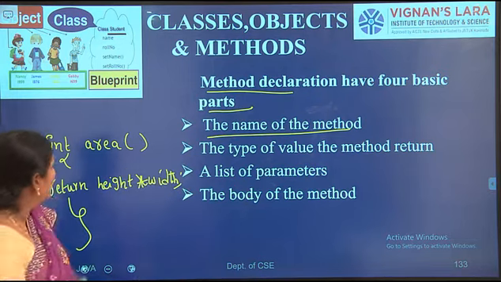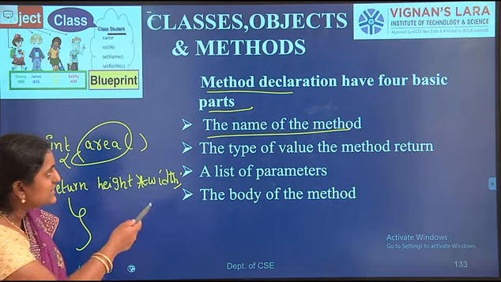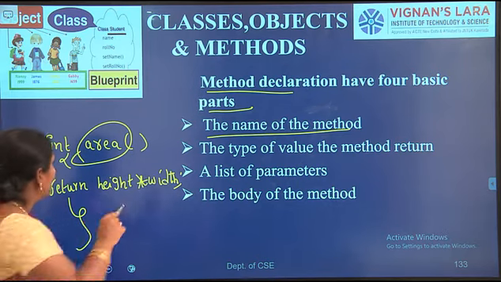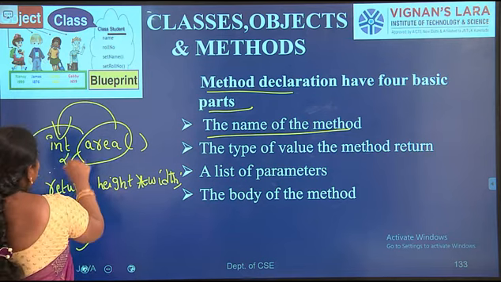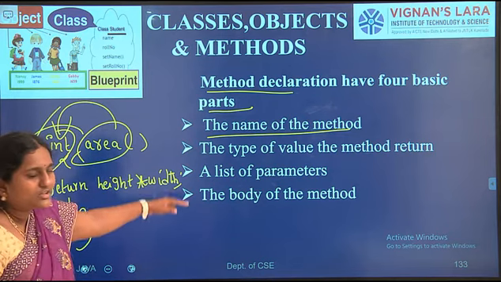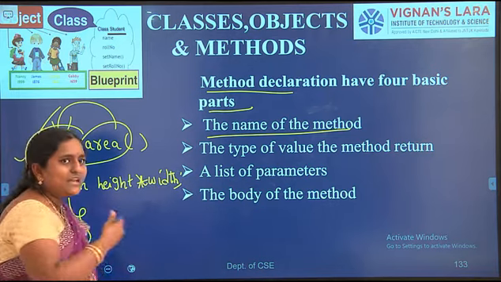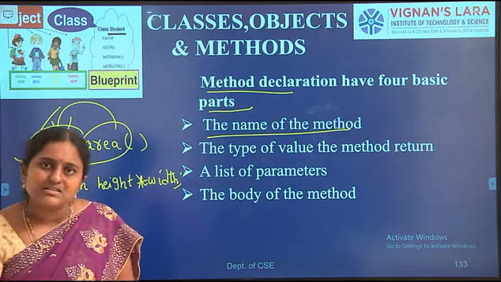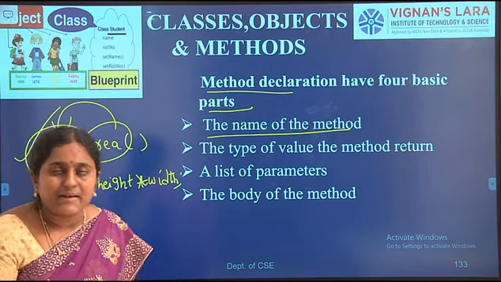First one, name of the method. In this example, area is the name of the method. Next one is the type of value the method returns. In this example, area returns an integer data type. Coming to the third point, a list of parameters. In a method, we may pass parameters or we may not. It is not mandatory to pass parameters.